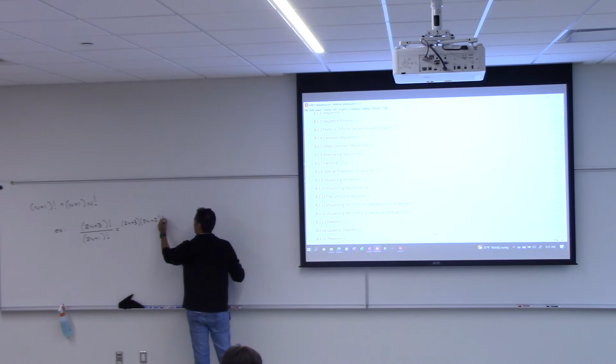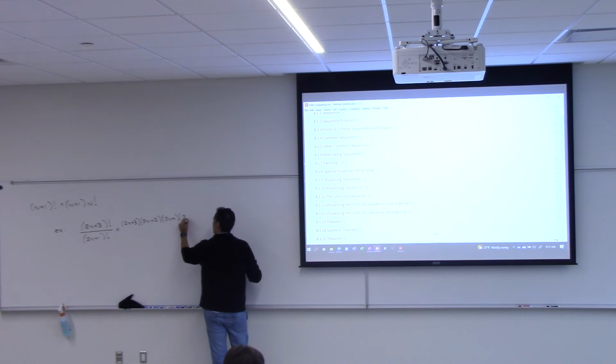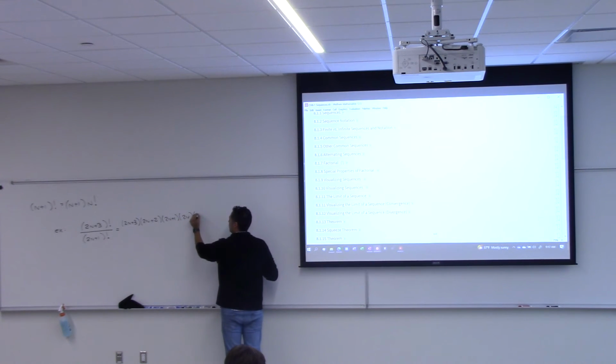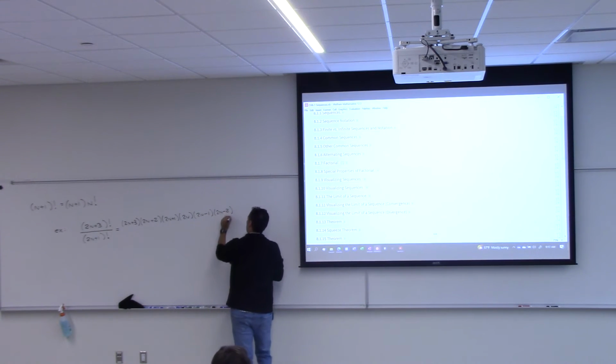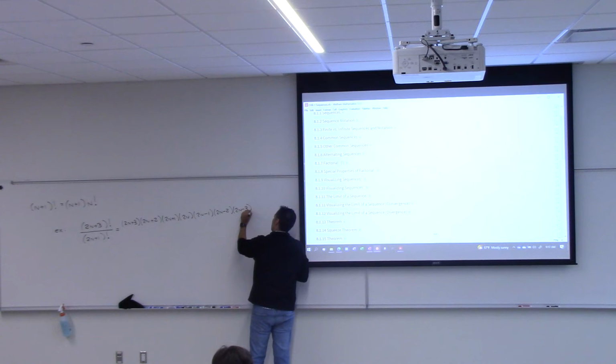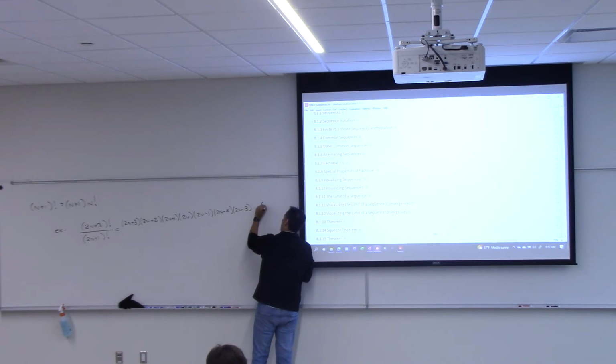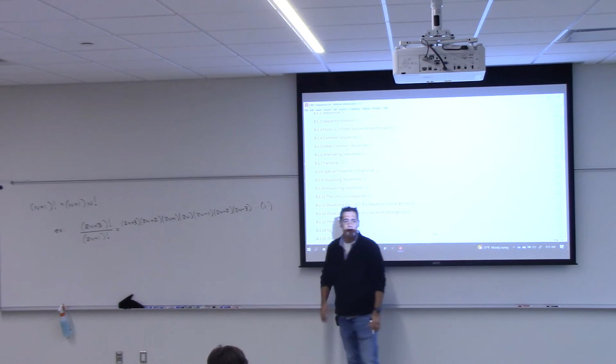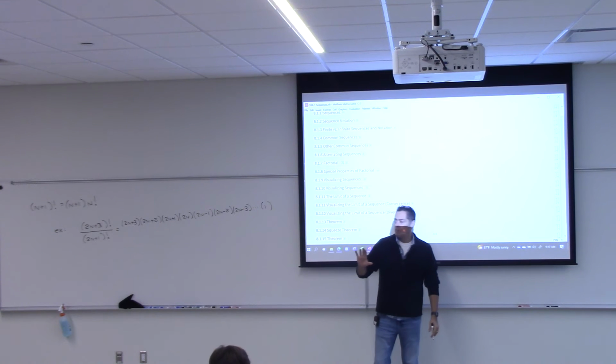Then next one, 2n plus 1. The next one, 2n. Next one, 2n minus 1. And then we keep doing this, right? 2n minus 2, 2n minus 3. And then we go dot, dot, dot, and we're going to stop when we get to 1, right? That's what the numerator really means, right? Questions on that?